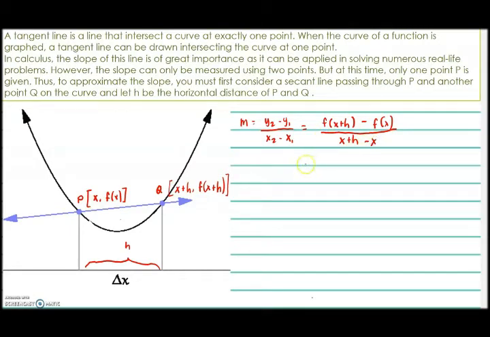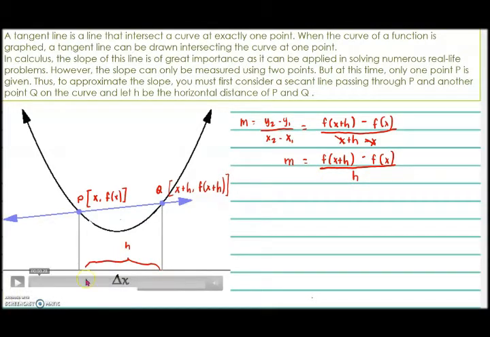Now let's simplify first. So you have f of x plus h minus f of x over, okay, combine like terms, so we can cancel out x and negative x, so we are left with h. Now basically this is the slope, or how to find the slope of the second line passing through points P and Q on our graph.